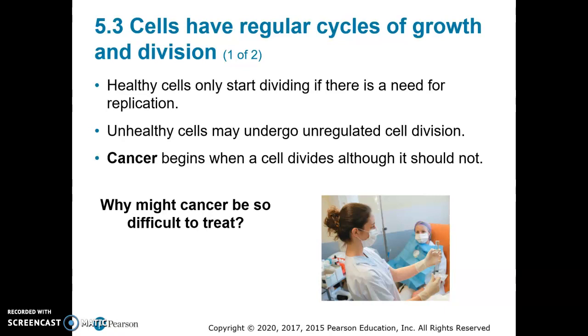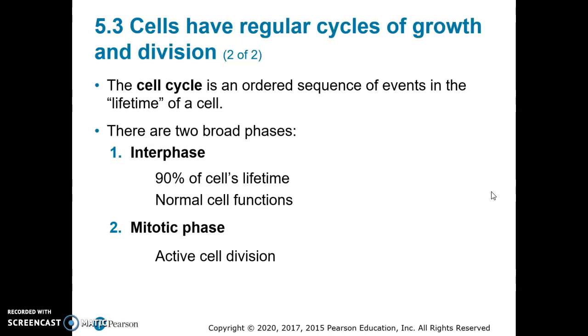So unhealthy cells can change. They can do this in an unregulated fashion, and that's what cancer cells are. They're cells that have lost control over the cell cycle. The cell cycle is broken up into what's called interphase and the mitotic phase. And interphase is the longest phase of the cell cycle. It accounts for 90% of the cell's lifetime, and it's where normal cell function is taking place.